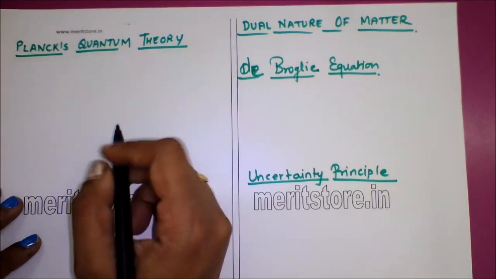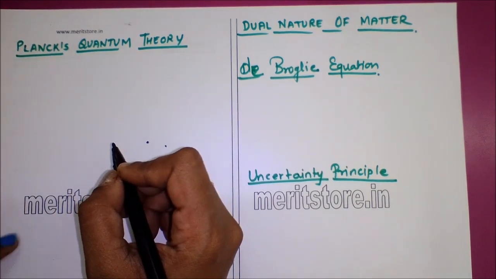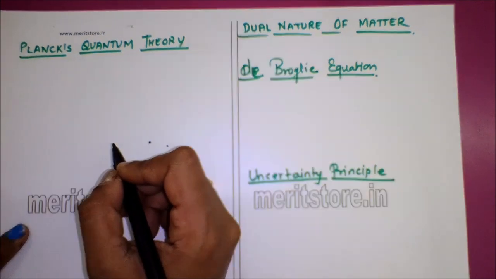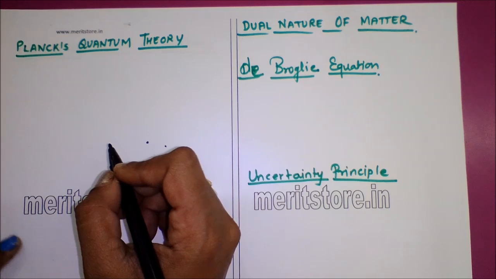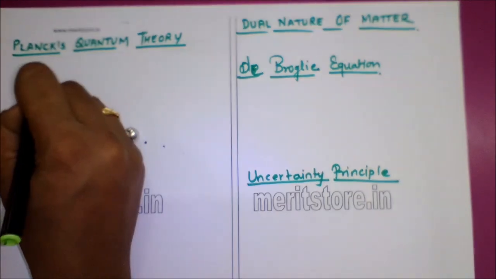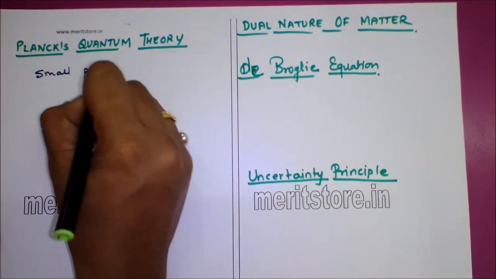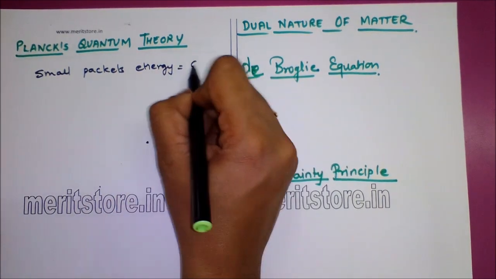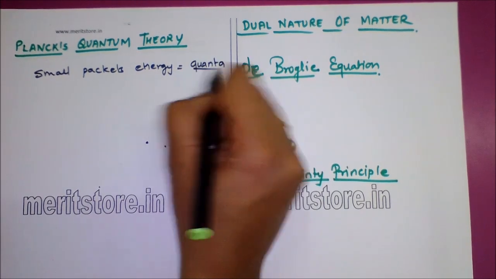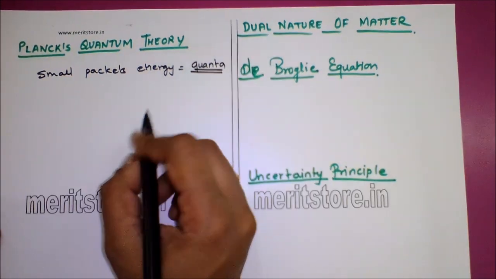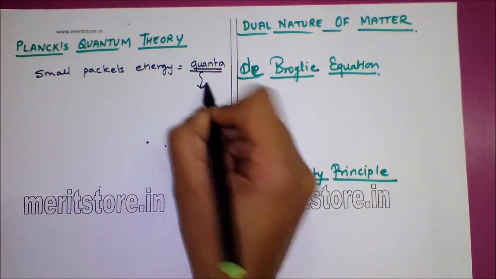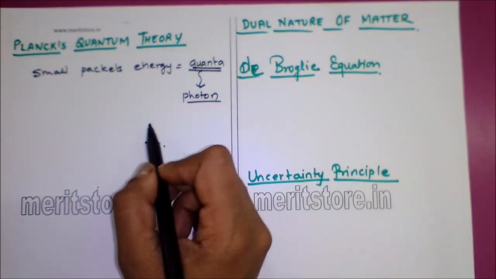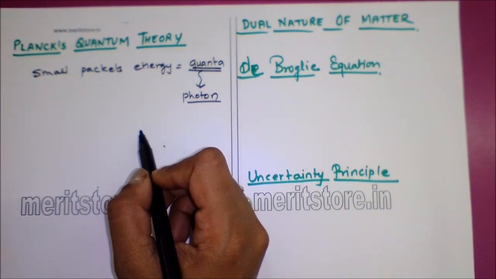Next we'll be talking about Planck's quantum theory, which says that radiation energy is not emitted or absorbed continuously. Rather, it is absorbed in the form of small packets. These small packets of energy, we call quanta. Now these quanta are always associated with some energy, and the energy of this particular quantum is called a photon. If this energy is related to light, we call it a photon.